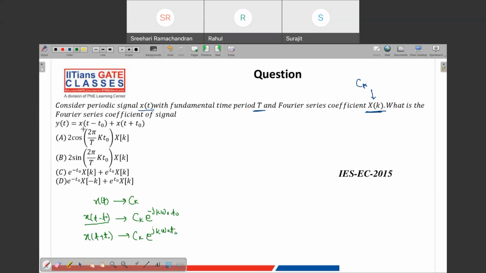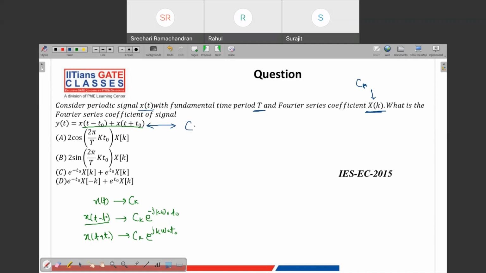Now, after that, we are adding these two signals. So here we will apply the linearity property. If you add two periodic signals with the same time period, the resulting signal will also be periodic, and the Fourier coefficients will have the same linear combination as we have in the time domain.